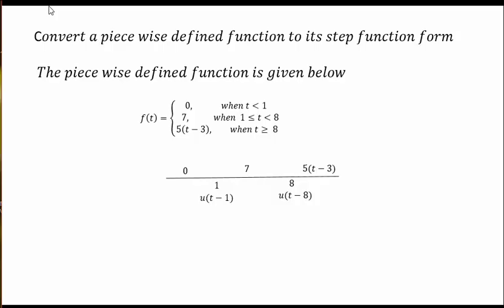Now what are the multiples? We determine like this: f(t) equals u(t minus 1), and then the multiple will be the right hand value minus the left hand value at 1. So we say (7 minus 0), plus u(t minus 8), and then we get (5 times (t minus 3) minus 7). And after simplification we get f(t) equals 7 u(t minus 1) plus (5t minus 22) u(t minus 8).